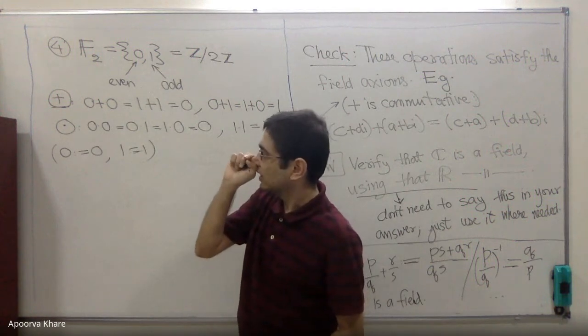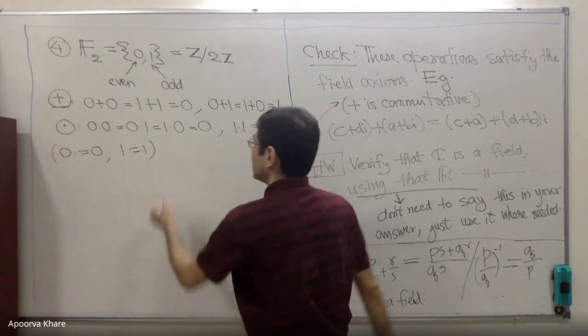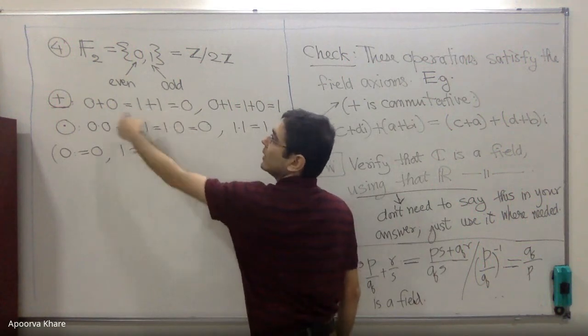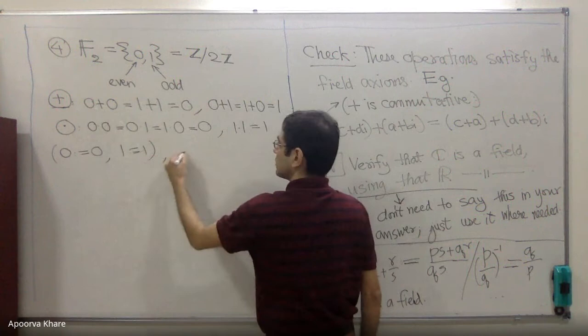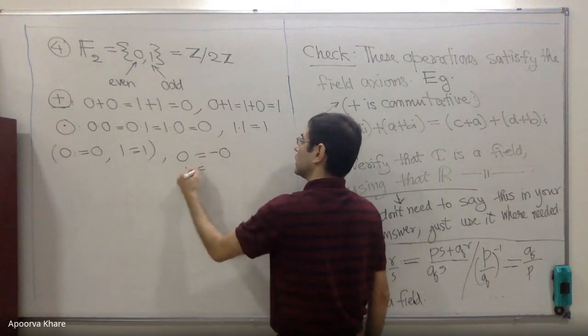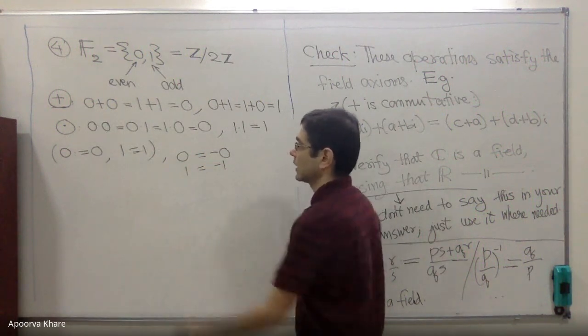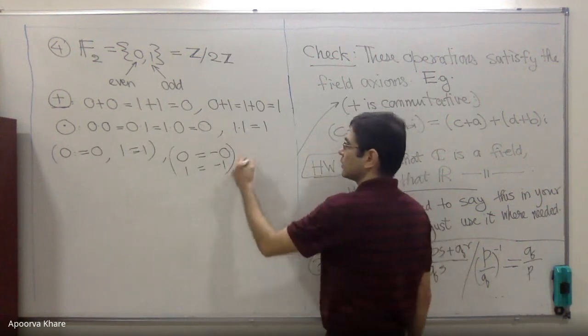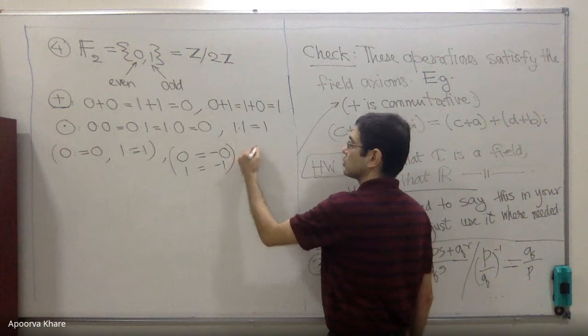What else do I need? I guess just the minuses. Well, that's clear from here. 1 plus 1 is 0, so 1 is minus 1. And 0 plus 0 is 0, so 0 is minus 0. So okay, negatives are done. Finally the reciprocal. Well, 0 cannot be reciprocated, but 1 can, because 1 inverse is 1.